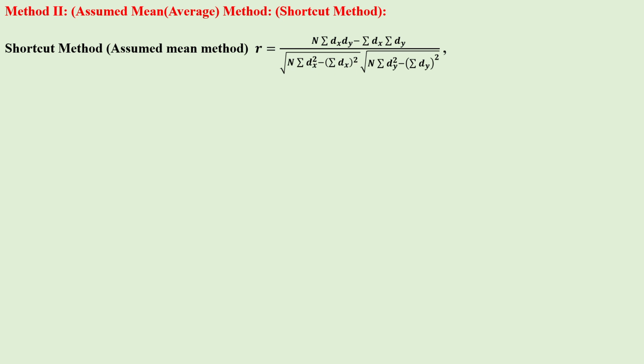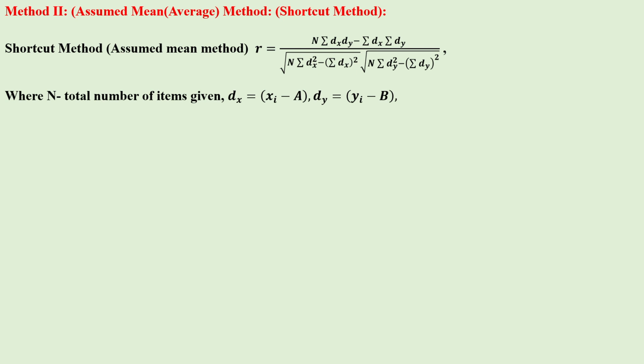So r is equal to n into sigma dx dy minus sigma dx into sigma dy, divided by root of n into sigma dx square minus (sigma dx) the whole square, into root of n into sigma dy square minus (sigma dy) the whole square. Here capital N is always the summation of the frequency. Everything will be given in the problem: x1, x2, x3, xn, y1, y2, y3, ym, and the related frequency f. The summation of all frequency is capital N, N equals summation f.